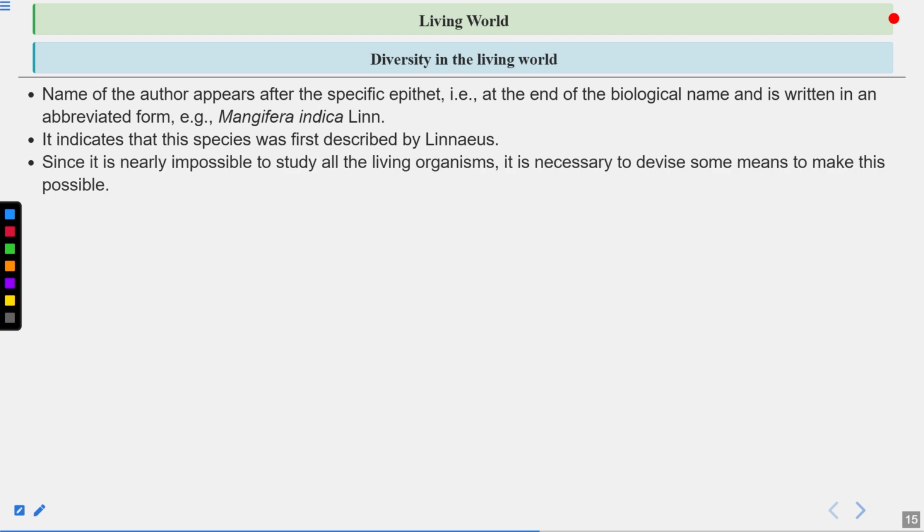Since it is nearly impossible to study all the living organisms, it is necessary to devise some means to make this possible. So you cannot study each and every living organism. It is not possible. So it is necessary to devise some means to make this possible. How will you study all the living organisms present on the earth? This process is known as classification. So you have to classify these organisms based on some criteria, that is, based on similarity.